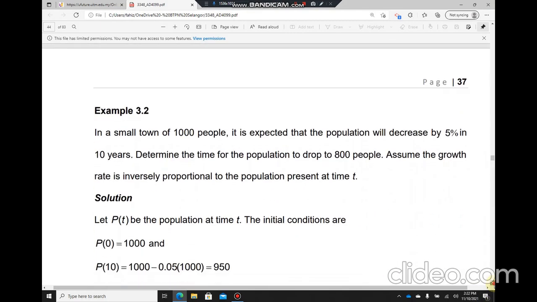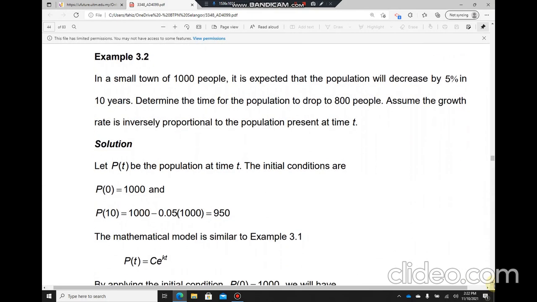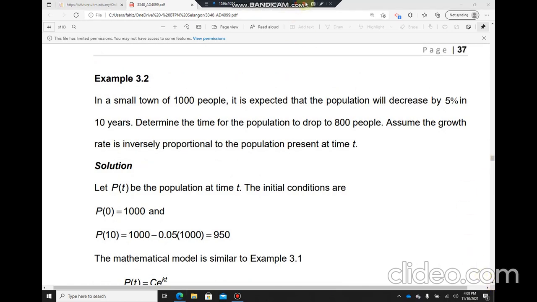Okay, next you can see this one, example 3.2. Okay, 3.2 pun sama untuk population growth. Okay, step dia sama juga macam tadi. Bila ada information, awak kumpulkan information. Okay, so for example 3.2.